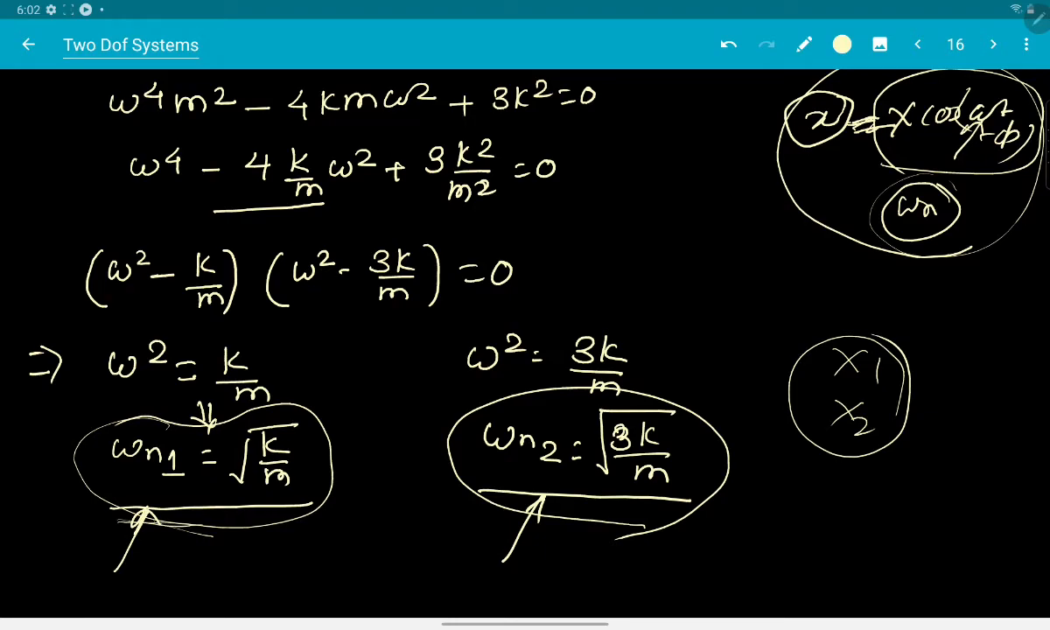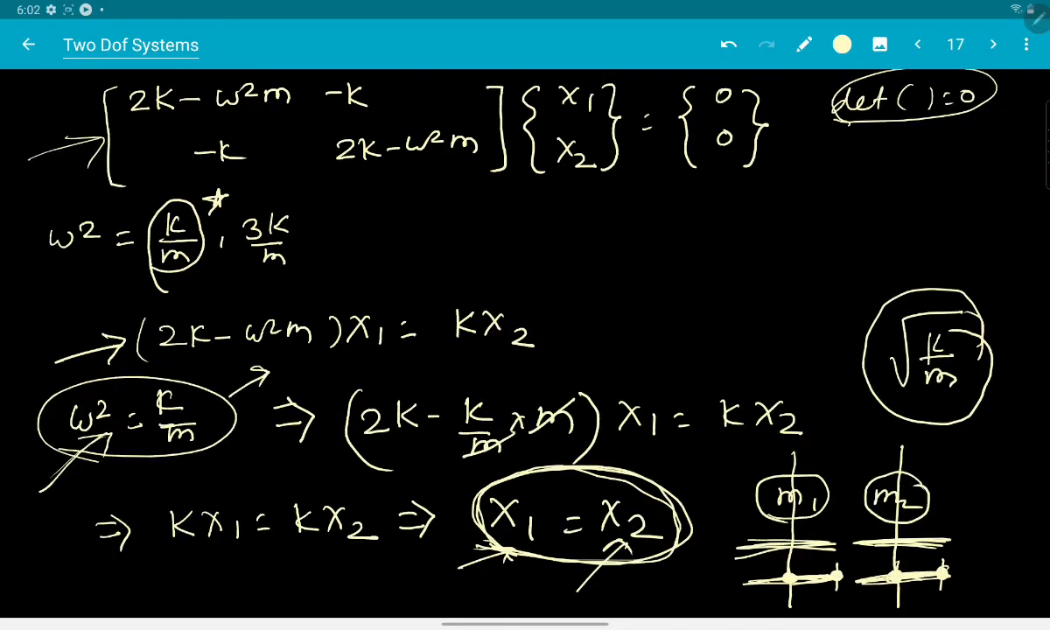So we got two eigenvalues, in other words. These are the two eigenvalues which we have obtained. One of which is square root of k by m, and the other one is square root of 3k by m. And for each one of these eigenvalues, we determined what the eigenvectors are.